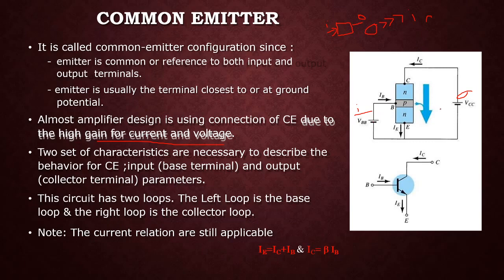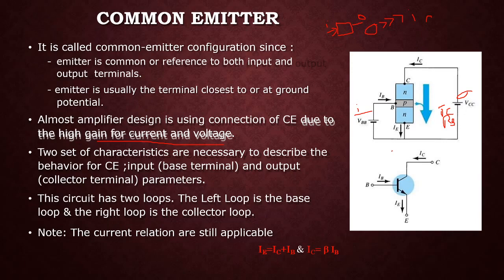The same applies for the JC junction. The JC junction has to be reverse biased. In order to make this reverse biased, we give the supply. This is an NPN, right? So the N type has to be connected to the positive terminal of the battery, and the emitter is the common terminal.